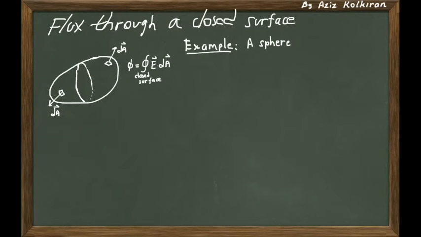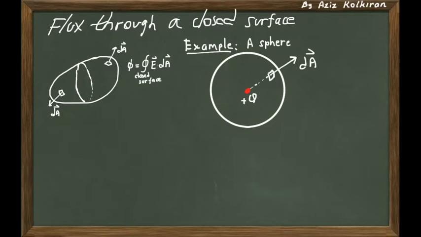An example: we want to find the flux through a perfect sphere. Let's imagine we have a sphere, and let's put a charge Q just in the center of the sphere. This charge creates an electric field, and this electric field is in every direction. You know that the electric field is pointing in every direction radially. We call this radially outward.